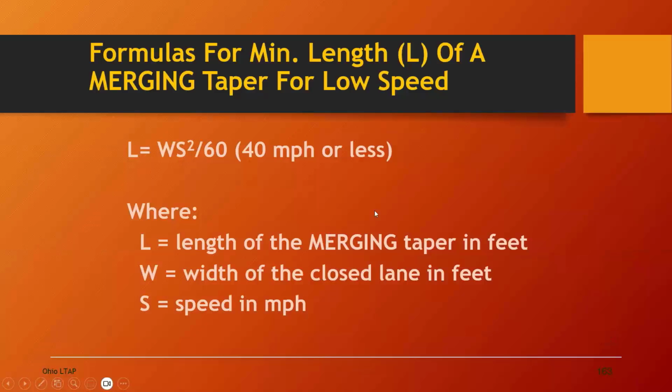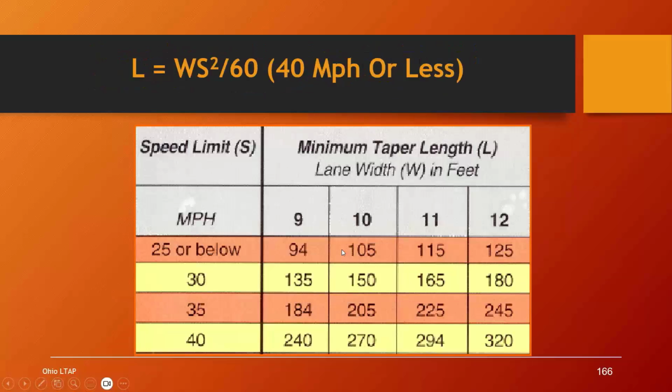Okay, then we have our low speed. They actually have a different formula for low speed, WS squared divided by 60. So that means width of the lane in feet times speed in miles per hour, the speed is squared, divided by 60. And so why do we do that?